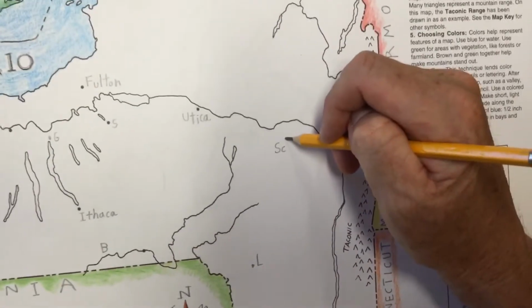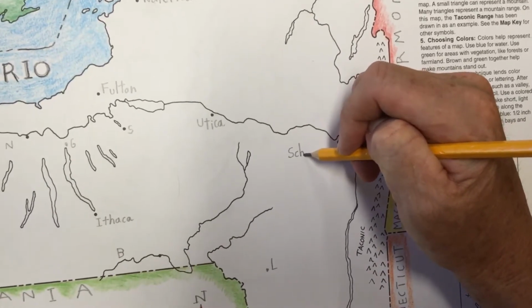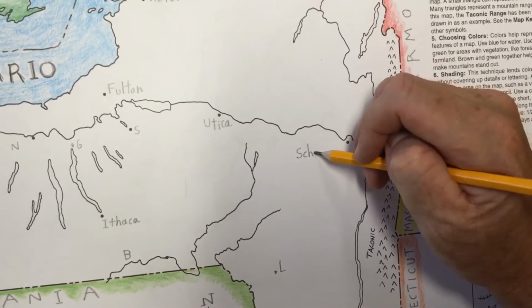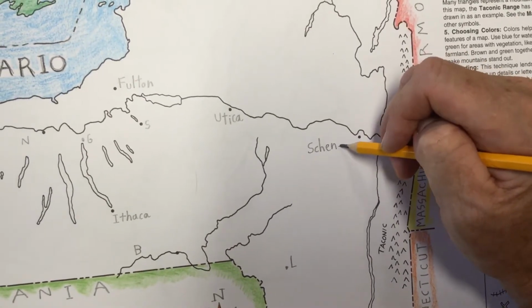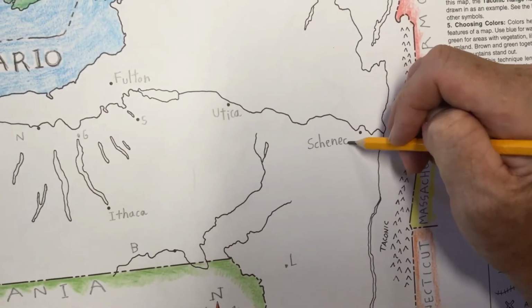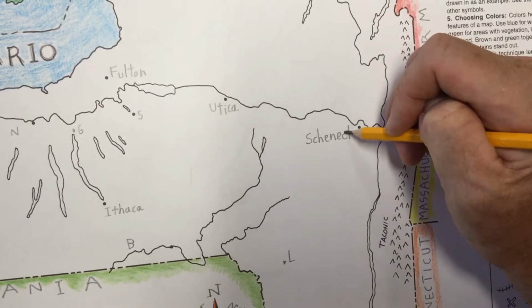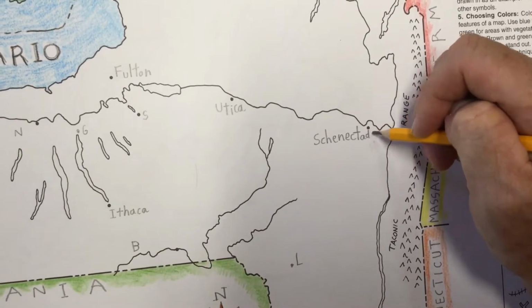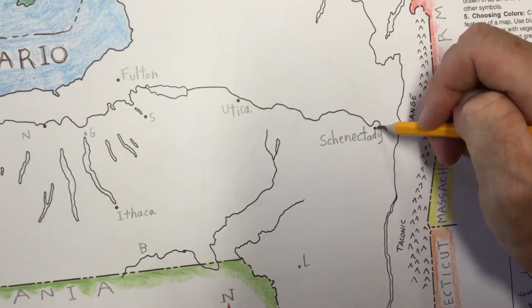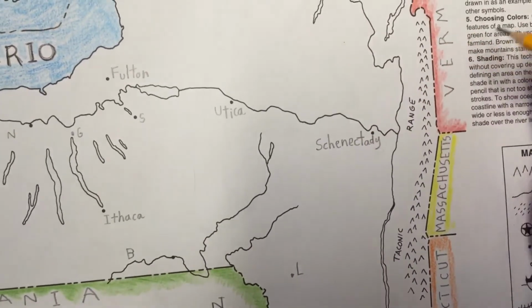Okay, here's a tough one, Schenectady. A little bit tricky spelling. S-C-H-E-N-E-C-T-A-D-Y. I put it just below the dot, Schenectady.